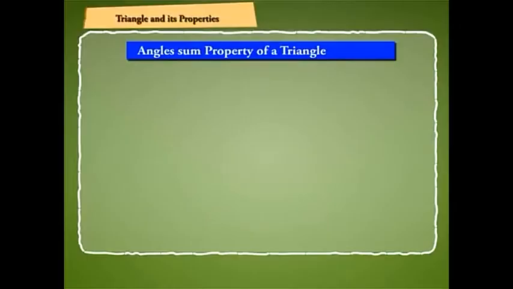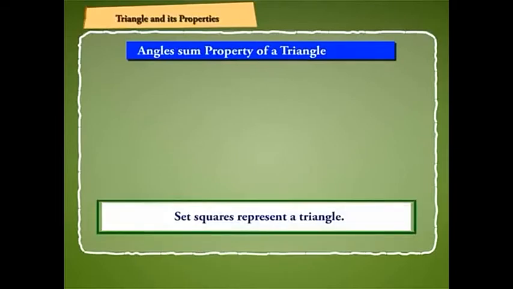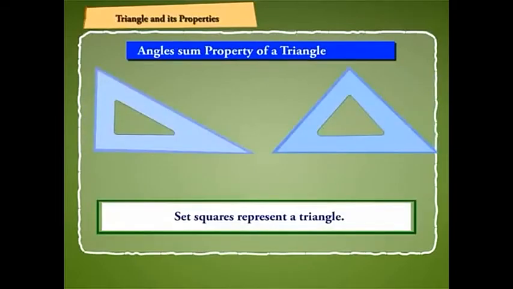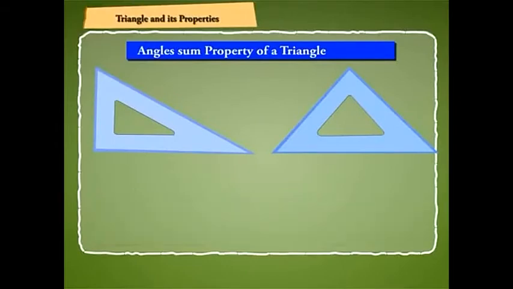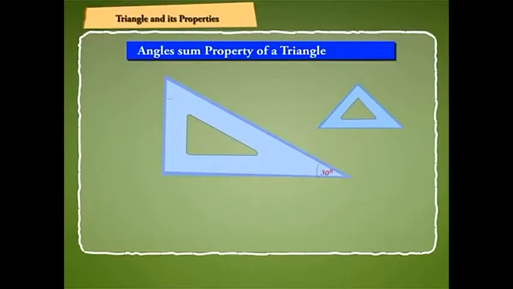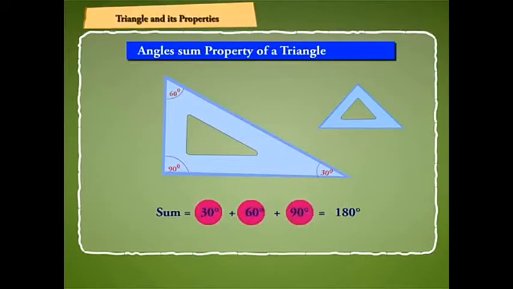Next topic is angle sum property of a triangle. We know that set squares represent a triangle. So let us measure the angles of two set squares. The first set square has angles 30 degree, 60 degree, 90 degree. Their sum equal to 30 degree plus 60 degree plus 90 degree equal to 180 degree.